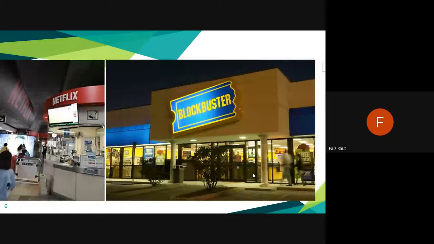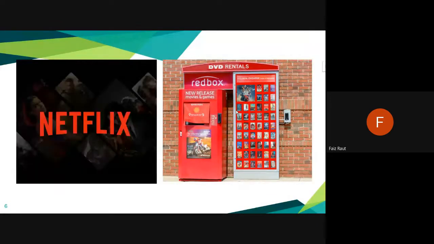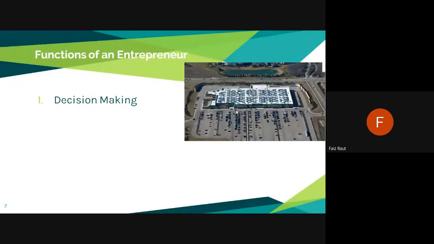Before that, Netflix was a smaller company, and Blockbuster was a pretty big company in the rental business of video cassettes. When the technology was changing, Netflix was quick to adopt the technology of DVDs, and they started renting DVDs. They catered to all the complaints of Blockbuster's customers and improved on them by looking at Blockbuster's failures. Because of that, Blockbuster went out of the market, and Redbox, a different company, and Netflix remained in the market. Then we discussed the functions of an entrepreneur, a decision-making function.